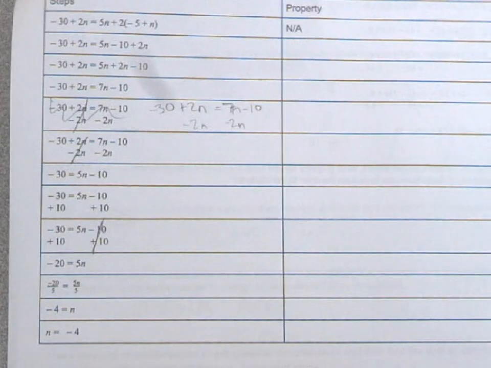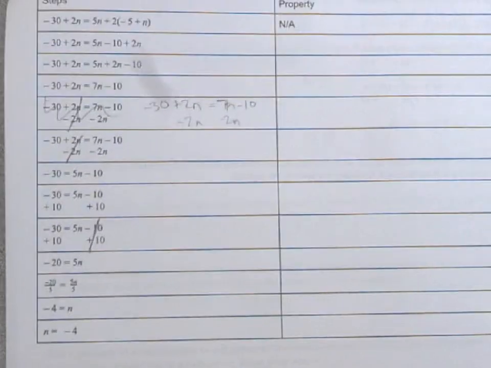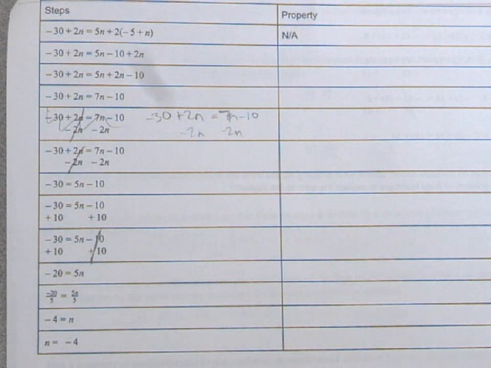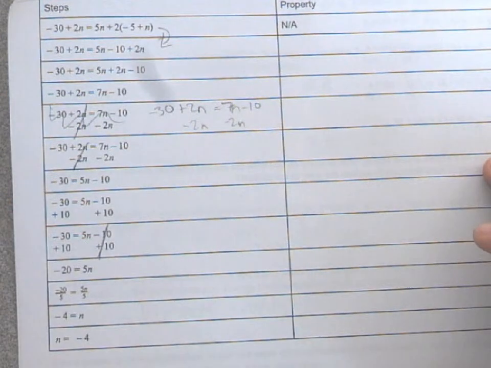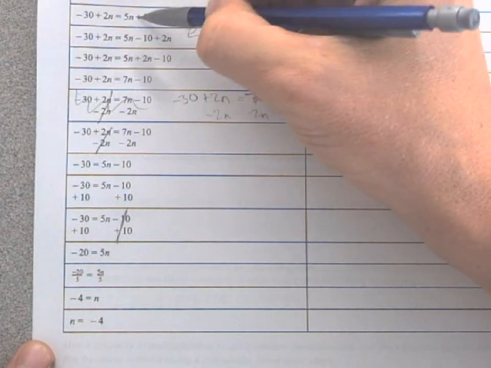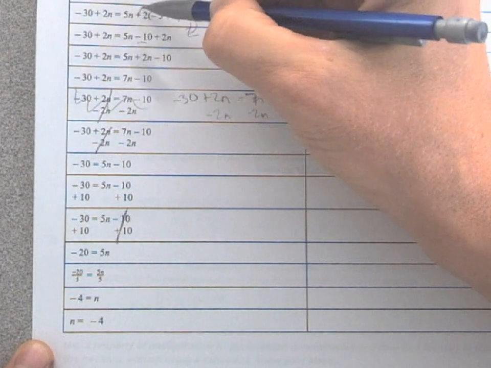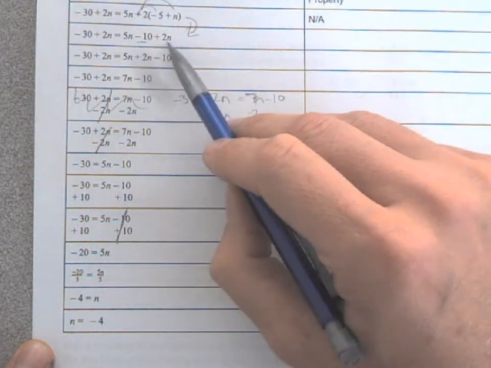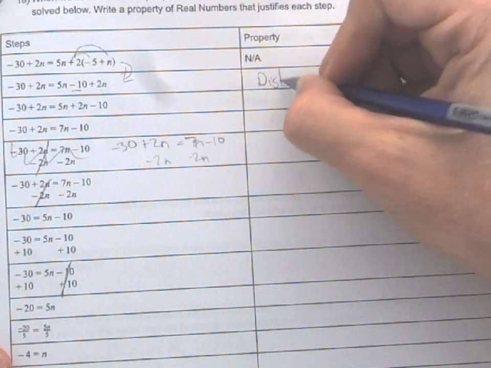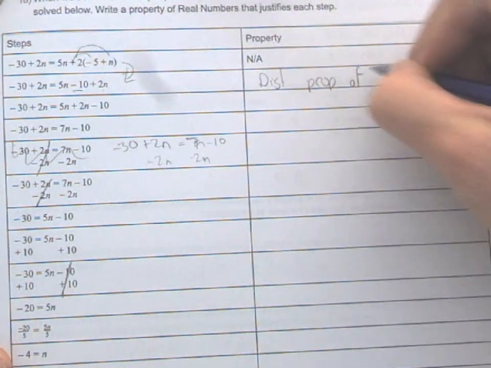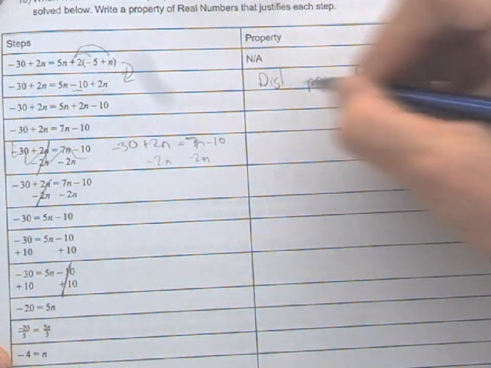Typically when we solve a problem like this, we don't write out every single step. We write out some of them, and some of the things we do in our head, but the reason this is all broken out is so that you can really see all the properties that you're using at once. So how do we get from here to here? What's happening? Well, we got rid of the parentheses. I multiplied the 2 by the negative 5 to get negative 10, and I multiplied the 2 by that n to get 2n. So I distributed. This is the distributive property of multiplication.